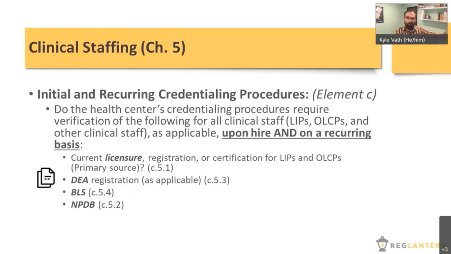All right, so that was initial credentialing. Now we're going to look at initial and recurring credentialing procedures. So this is what you have to do for LIPs, OLCPs, and other clinical staff upon hire and on a recurring basis, and this is for credentialing. You obviously need a licensure for LIPs and OLCPs, and that needs to be primary source. It also needs DEA registration if that is applicable. If you don't have a DEA license or they don't need one, obviously you don't need that, but if they have a DEA license, you need to make sure that you have that on hire and on a recurring basis.